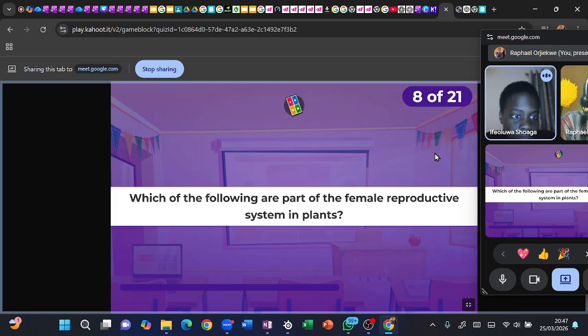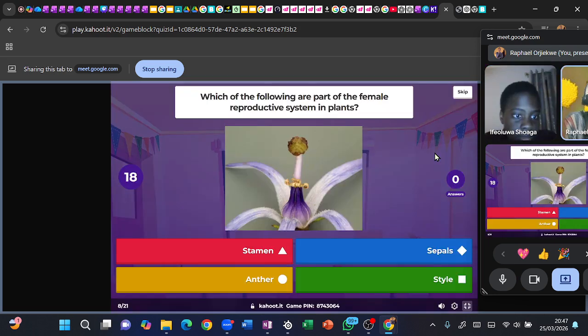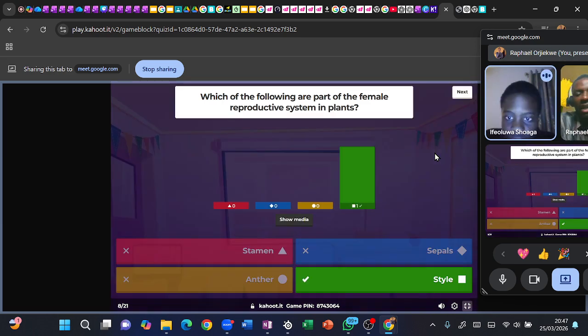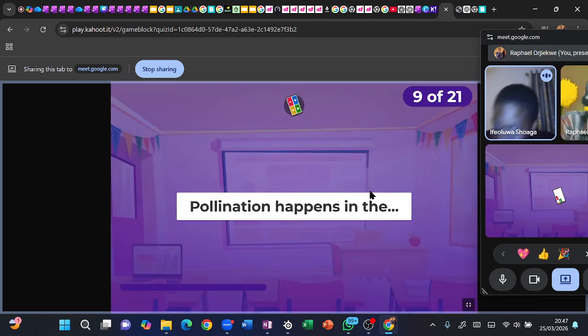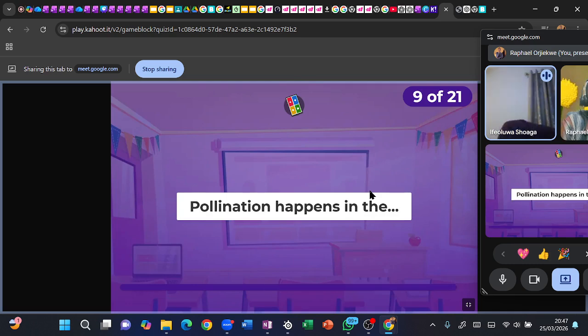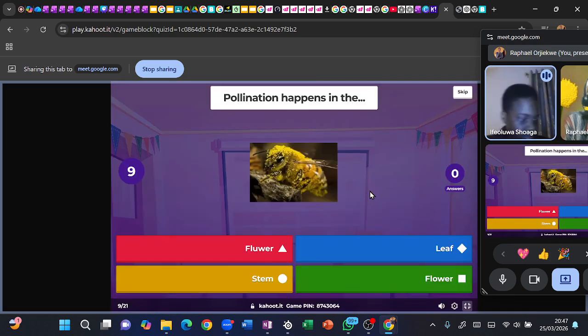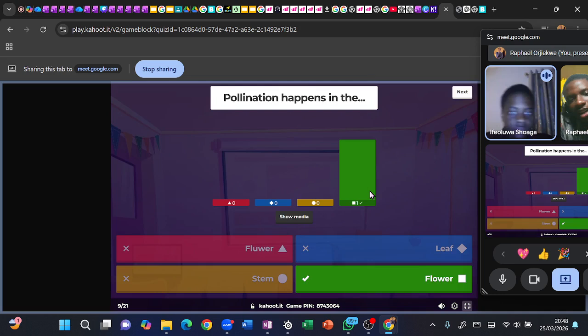Which of the following are parts of the female reproductive organ system in plants? Yeah, the style. Well done. That's 5 out of 8. Pollination happens in the dash. Okay, it happens in the flower. Well done.